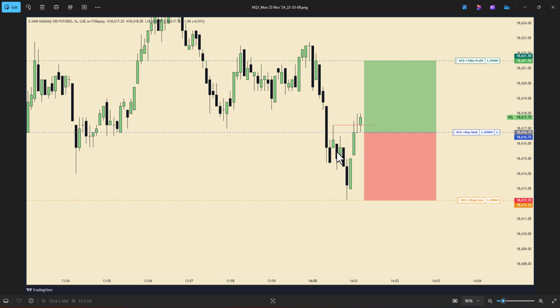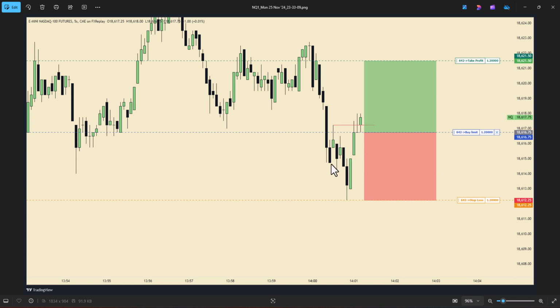This is a very simple model, textbook. This is the one that you want to take. But you need to be aligned with the higher time frame, and this is the objective of this whole video. So you can see that we swept a low here. This is the higher time frame low. We swept it, and then we have this zone, right?